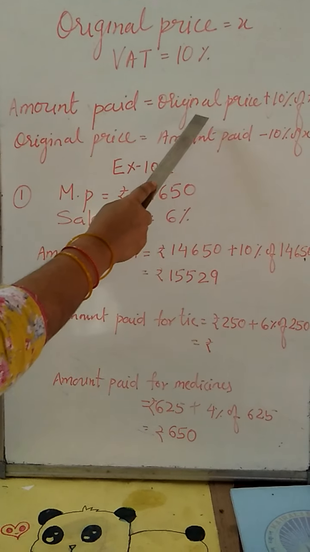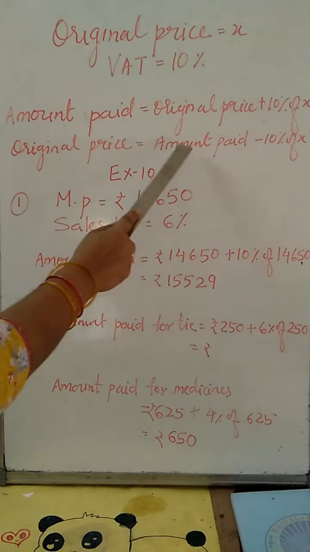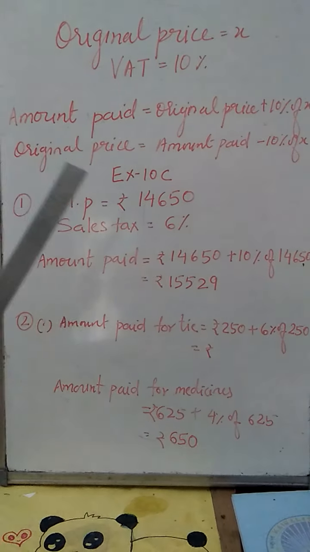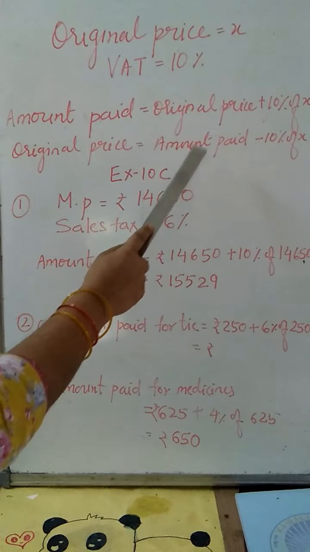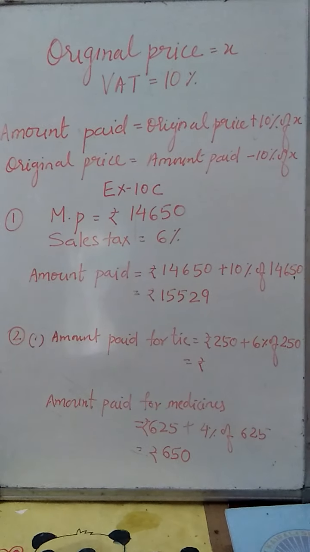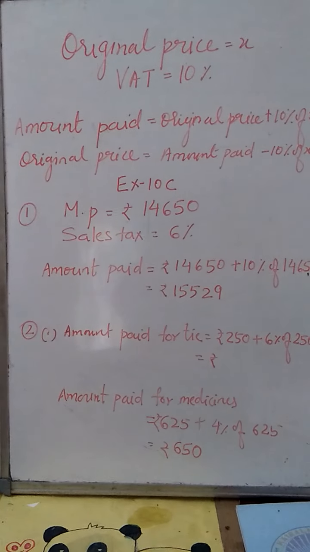Now if you need to calculate original price, then again formula will be amount paid minus 10% of X. Extra percentage of the tax we have to subtract. After that we will get the original price of the article. Now with this concept, let us start exercise 10.C, question number 1.